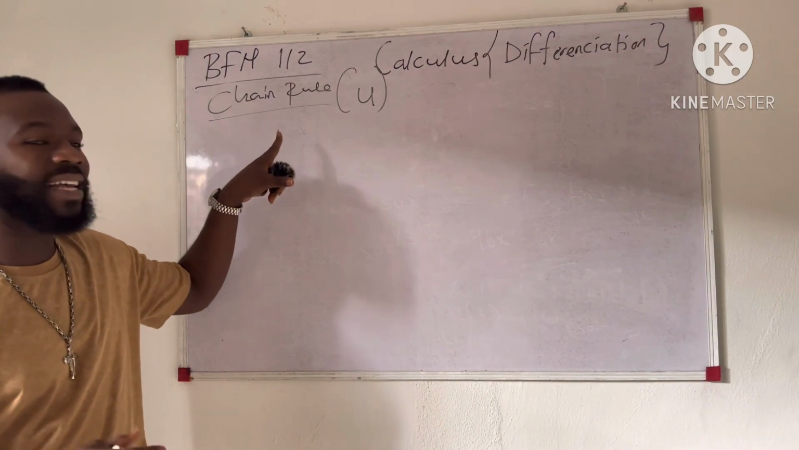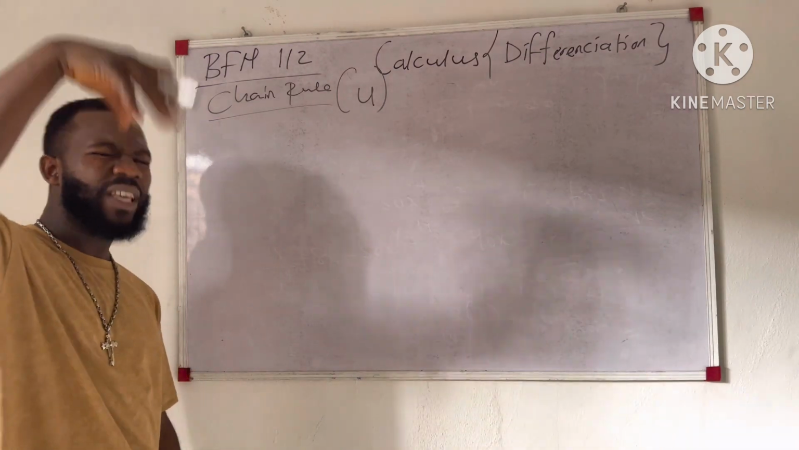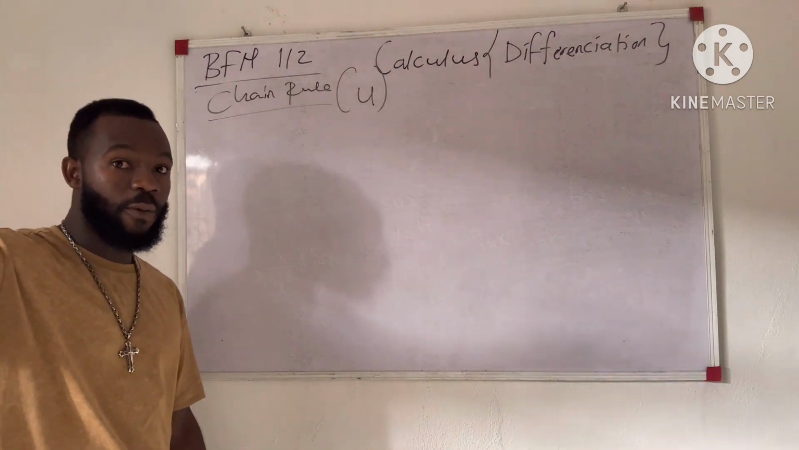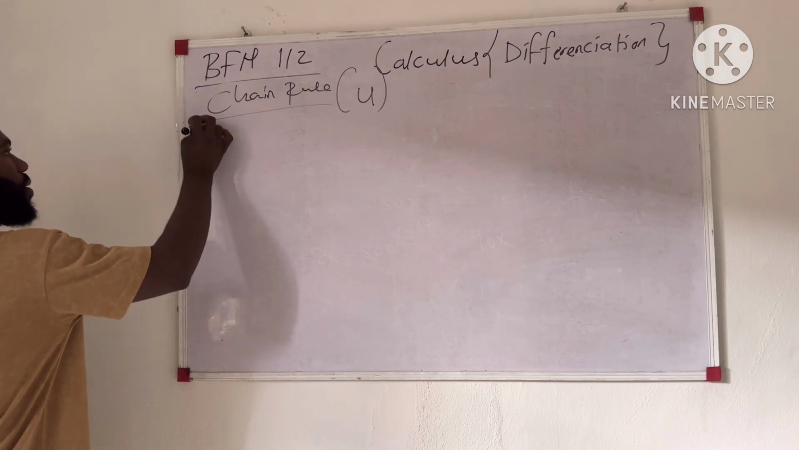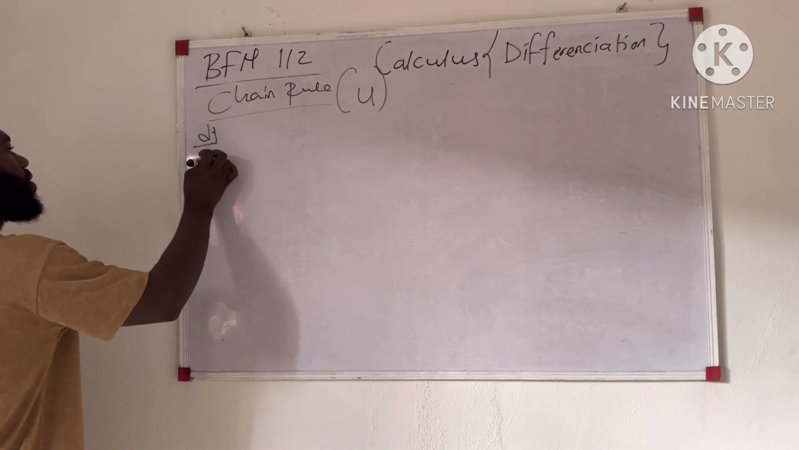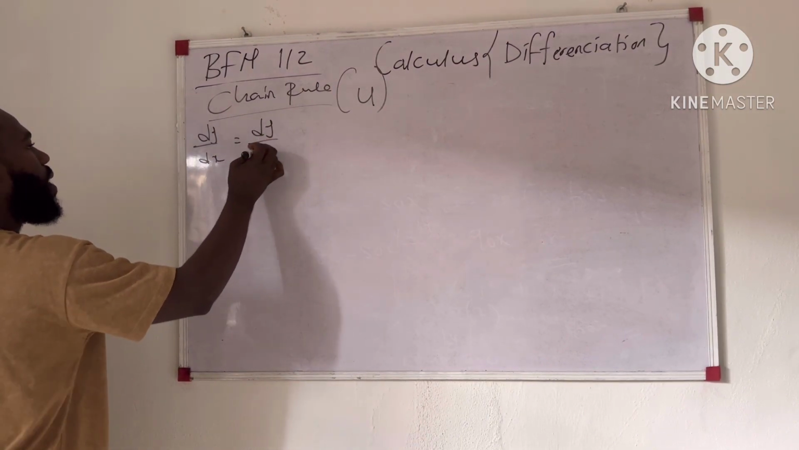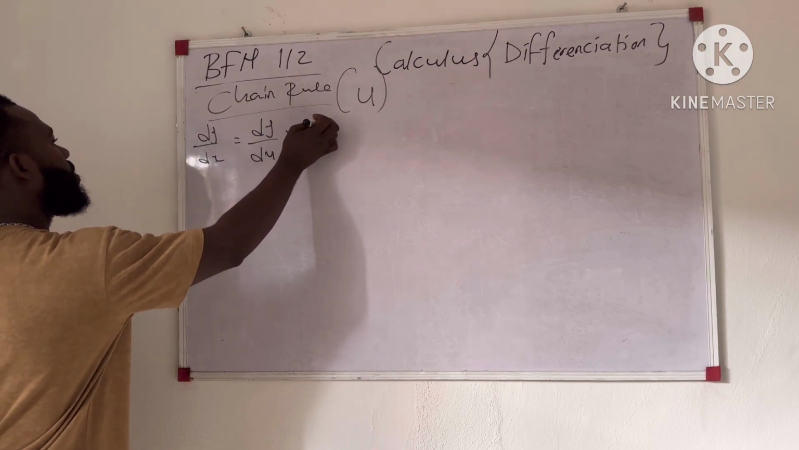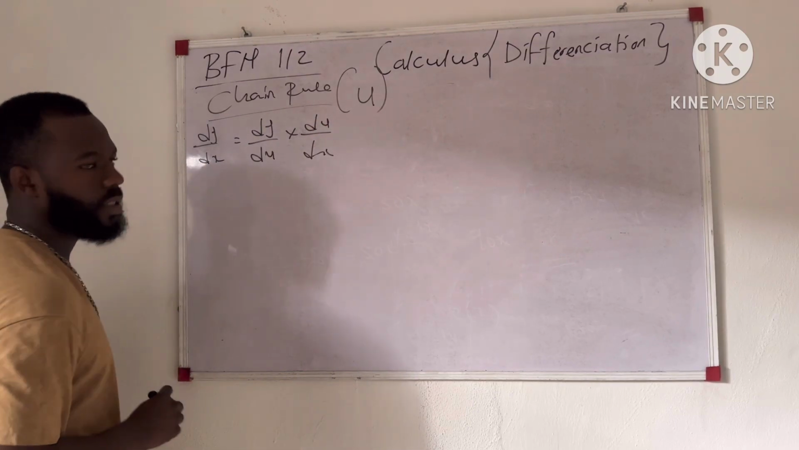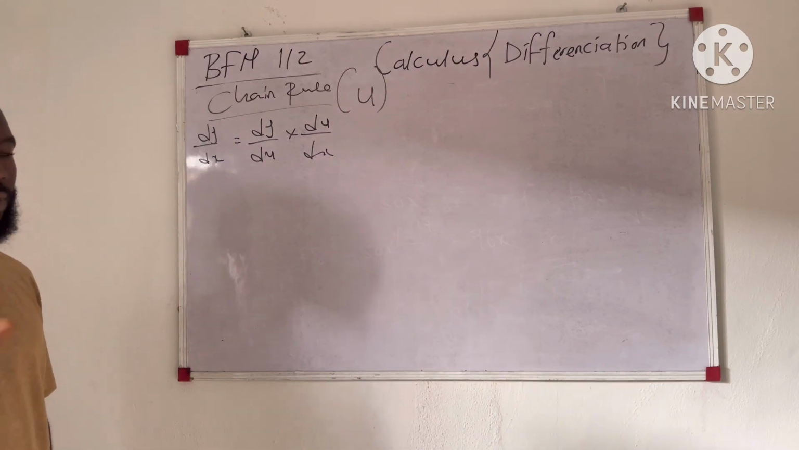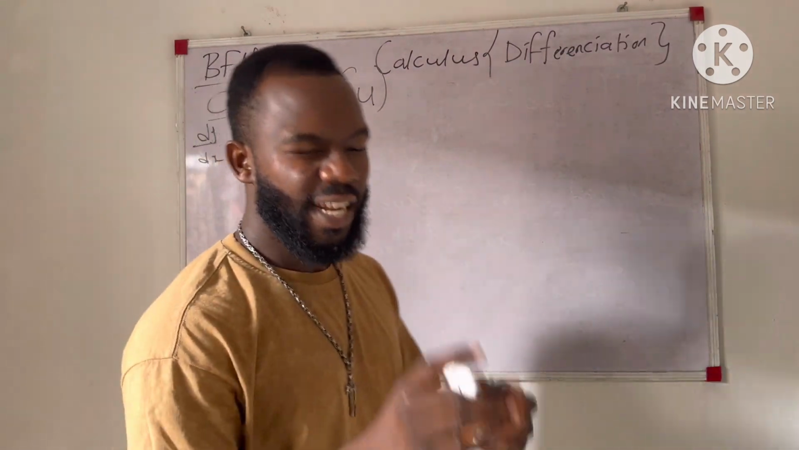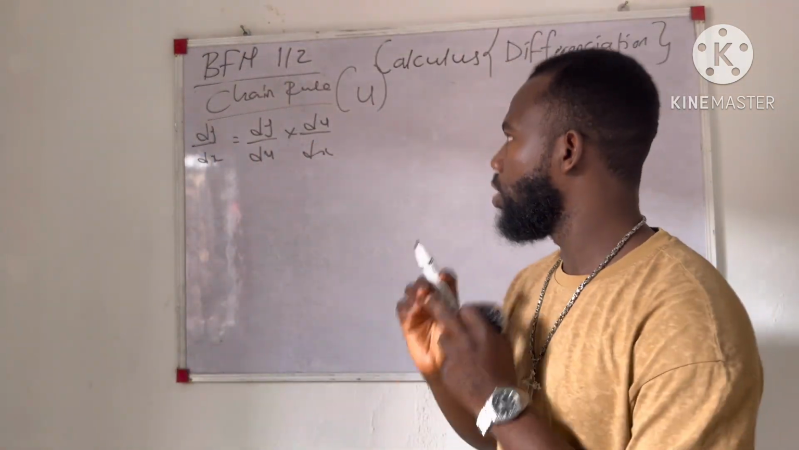And chain rule has its own formula. And what is the formula for solving chain rule? Which is dy over dx is equal to dy over du times du over dx. Now, this is the formula for solving chain rule. It's very important that you know this. It is very, very important that you know this.